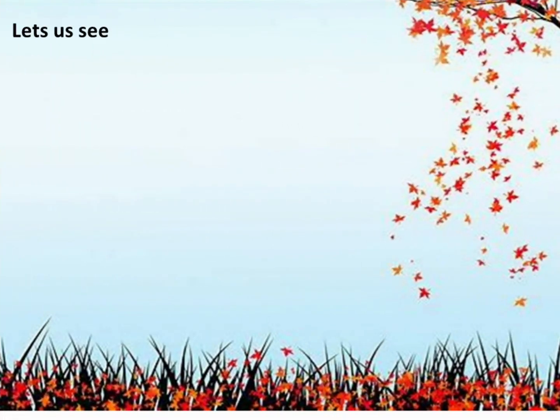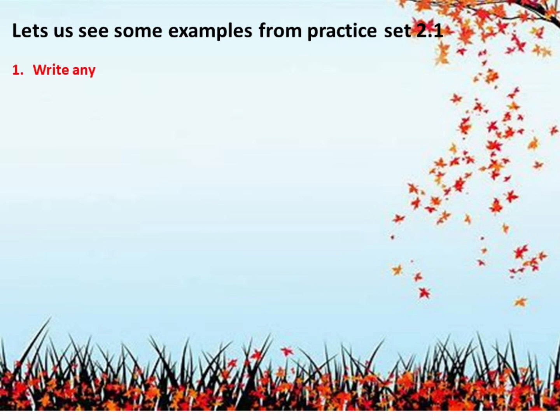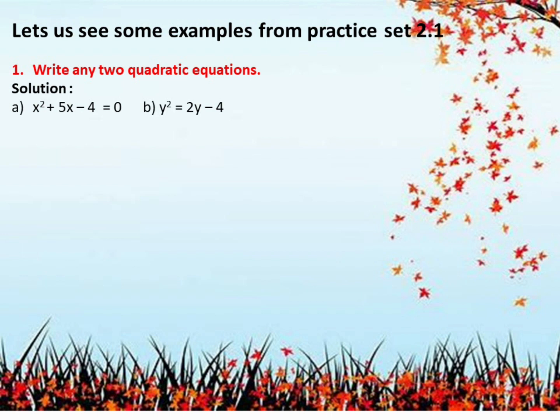Now see some examples from practice set 2.1. The question number 1. Write any two quadratic equations. Very simple. You can write any equation of the form ax square plus bx plus c is equal to 0. I have written x square plus 5x minus 4 is equal to 0. And the second example, y square is equal to 2y minus 4. If you convert or bring 2y in the left hand side, it will become minus 2y, and the minus 4 it will become plus 4. Then it will be of the form, general form of the equation.